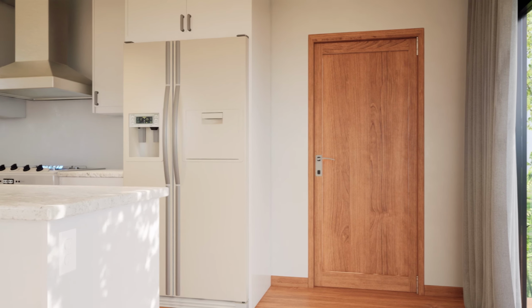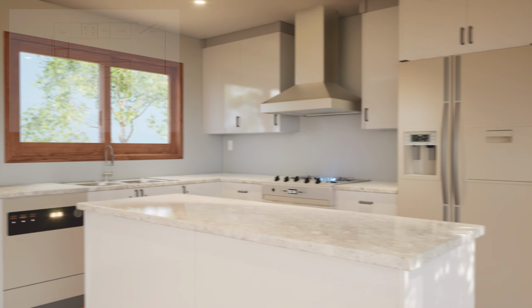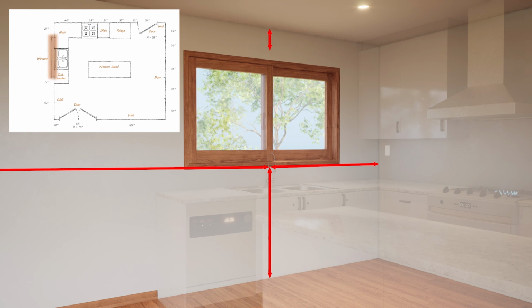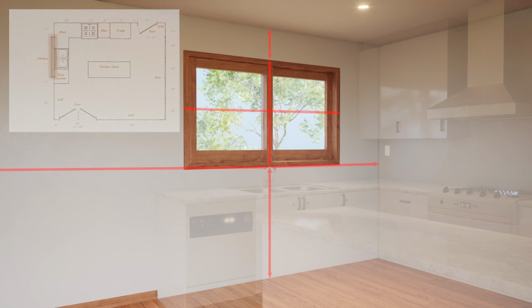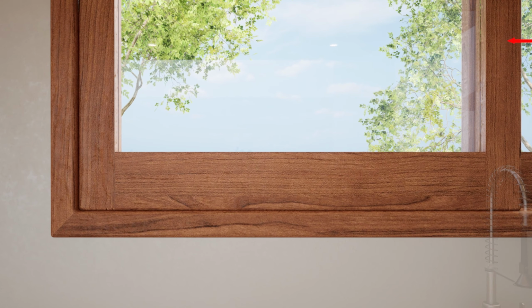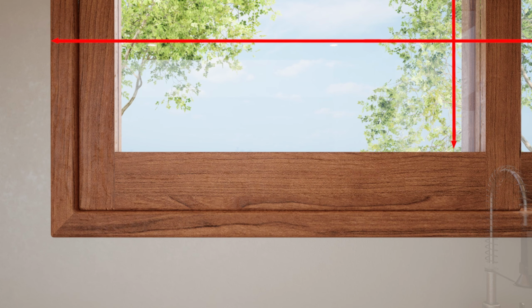If there are windows, measure the location of each window by measuring from the wall to the center of the window on each side. Also measure from the floor to the bottom of the window and the ceiling to the top of the window. Make sure to include the trim or casing for doors and windows in the overall measurements that you record.